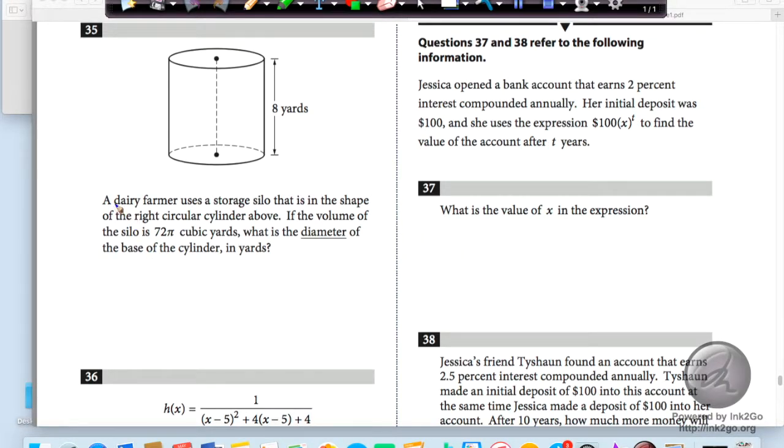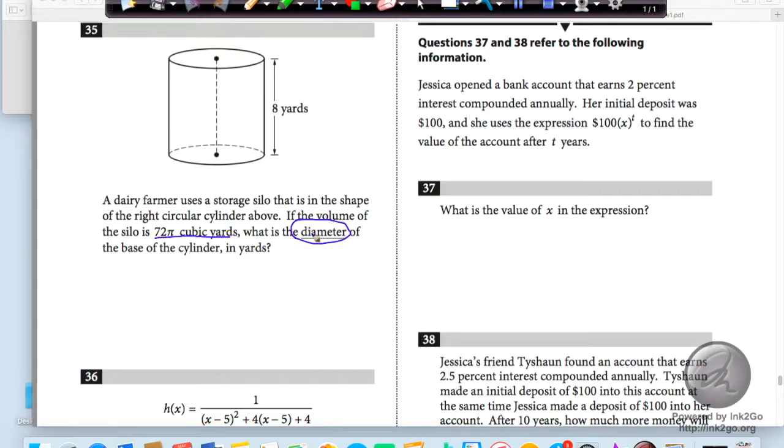Question 35 is asking you, a dairy farmer uses a storage silo that is in the shape of a right circular cylinder above. If the volume of the silo is 72 cubic yards, what is the diameter? And so overall I want to try and figure out what the diameter is.